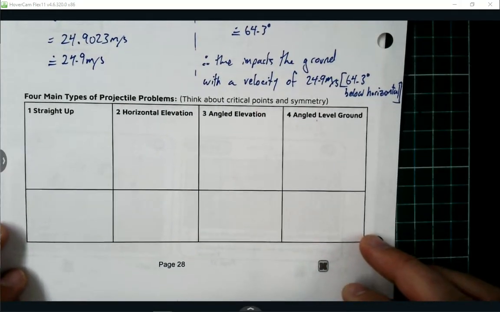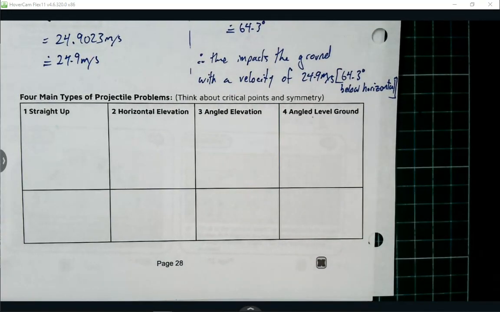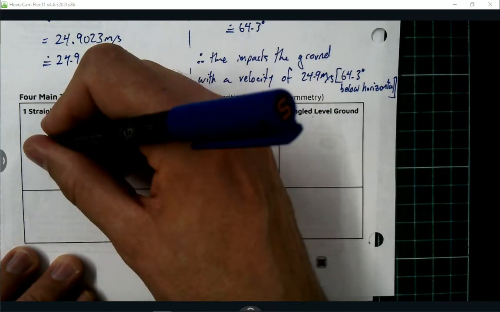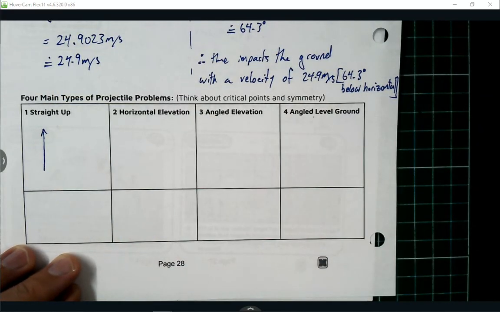let's talk about the 4 main types of projectile problems, because in English class we talk about archetypes, which are like the major kinds of characters. These are the 4 major players when it comes to projectile problems, the archetype problems. Number 1 is straight up. So in a straight up problem, that means you launch something vertically.